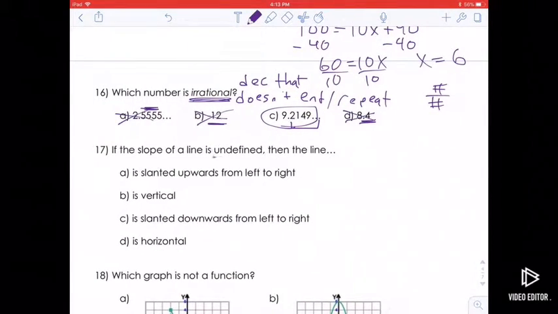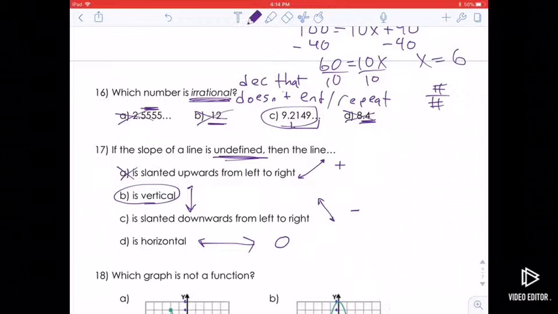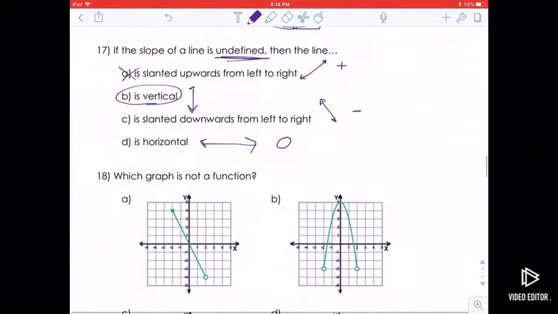If the slope of a line is undefined, then the line is what? Okay, is it slanted upwards from left to right? Well, if I drew this, it would look like that. That's a positive slope. Nope, not choice A. Vertical, okay, a vertical line, yes. That has an undefined slope, but let's just look at our other answer choices. Slanted downwards from left to right, the opposite of choice A, so that's going to be a negative slope. And a horizontal line, that is a 0 slope. So a vertical line is undefined.